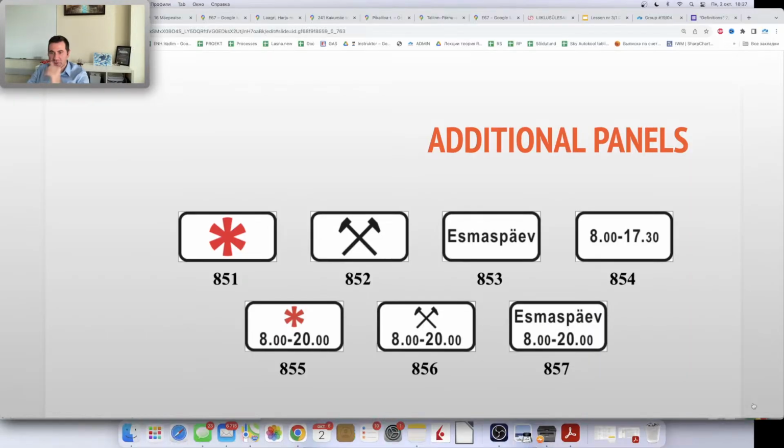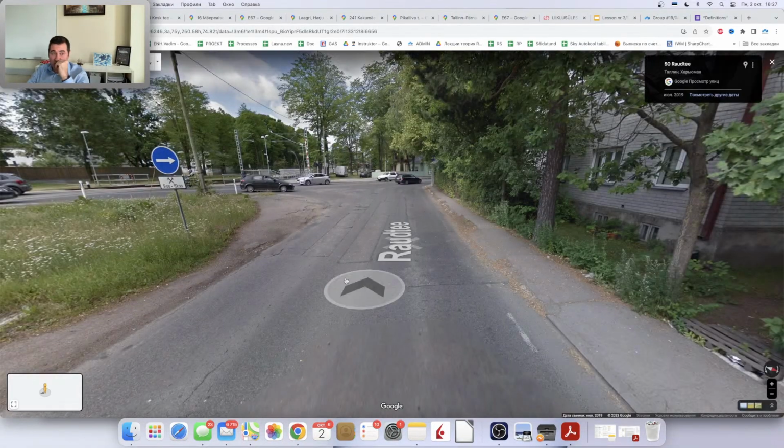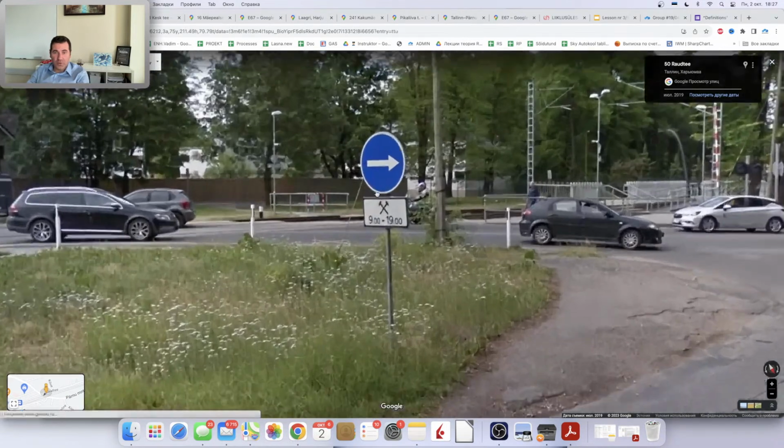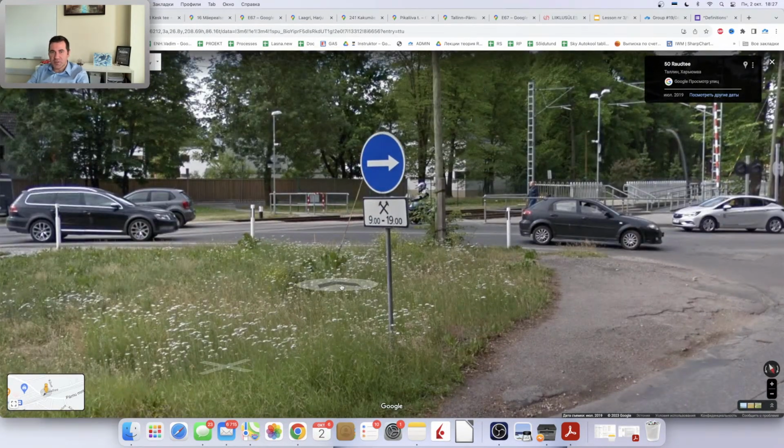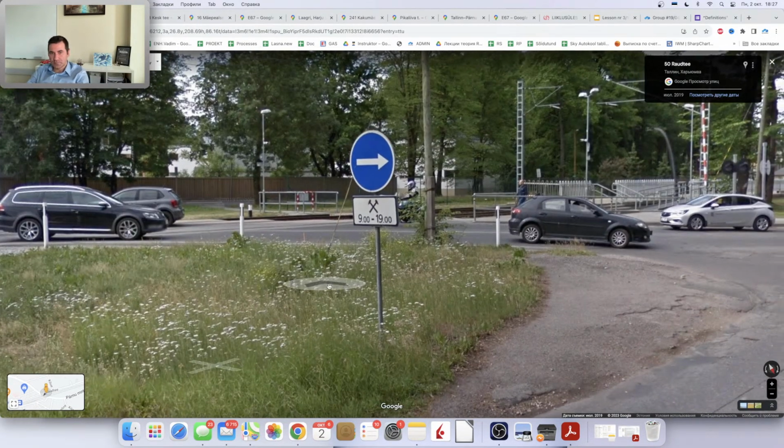For example, we can check one situation. So what do you think the sign is telling us? So it's going to the right. Yeah, mandatory to go right.